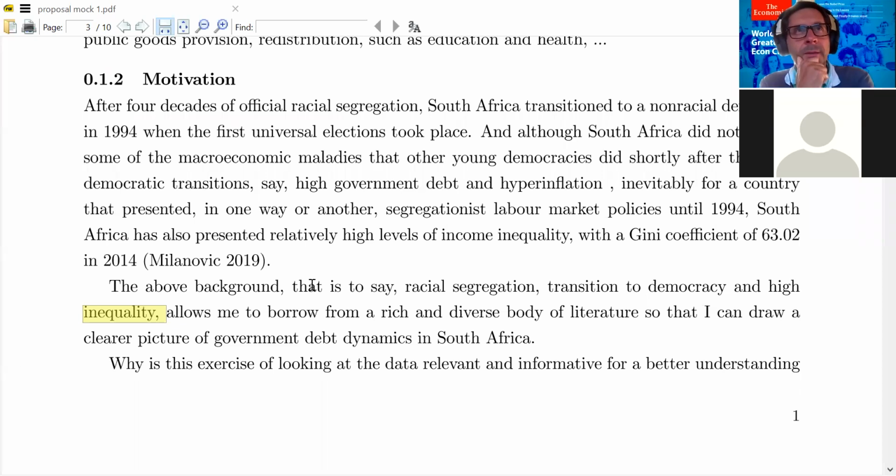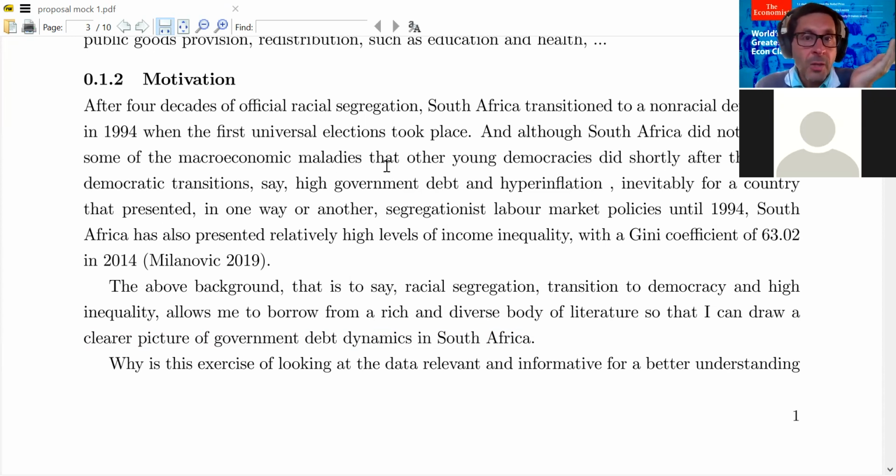The apartheid, how the apartheid regime behaved, how the democratic regime behaved, how was the transition. It excludes, it misses the point. Well, it misses a lot of stuff, right? And what I'm proposing here is to get a clearer picture of government debt dynamics in South Africa. So I start from the usual canonical way of understanding government debt, but then I go a little bit further than that. Okay.